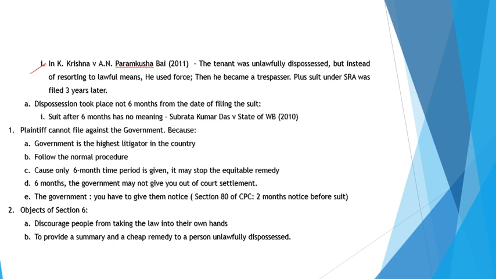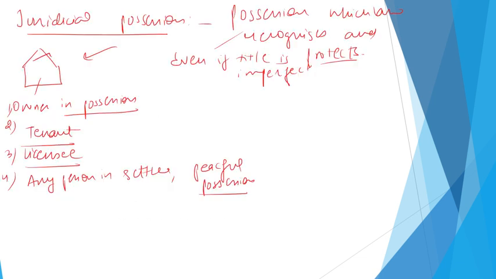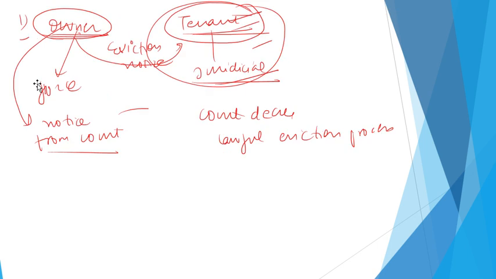Krishna versus A.N. Paramkushabai. The tenant was unlawfully dispossessed, but instead of resorting to lawful means, he used force. Then he became a trespasser, plus the suit under SRA was filed 3 years later. This case is giving a reverse of what we have talked about. The facts are similar, but what happened in this case is that the tenant was dispossessed, and he filed a suit under SRA under section 6 after 3 years.